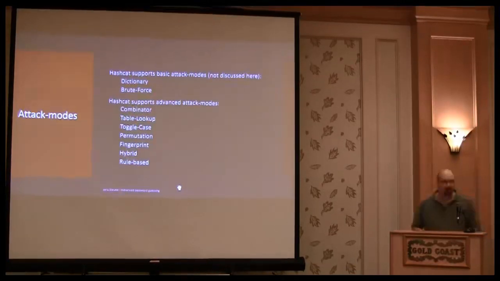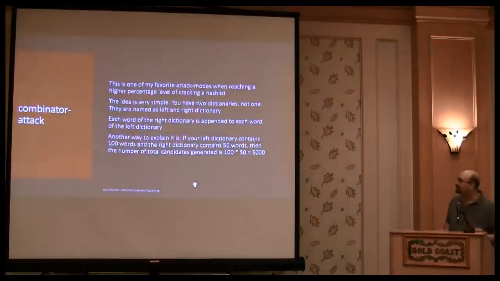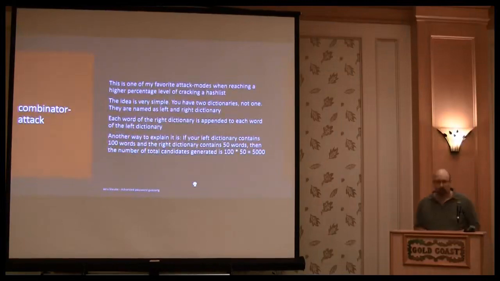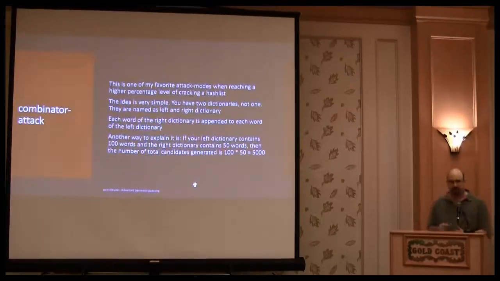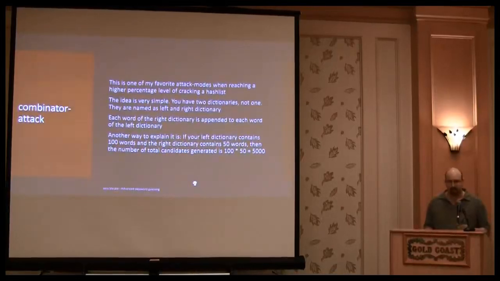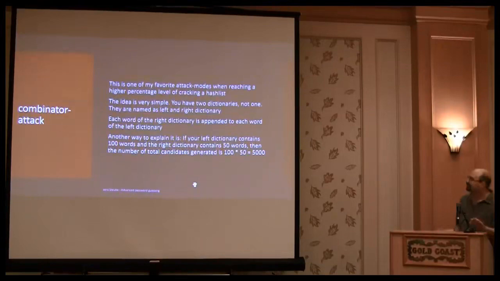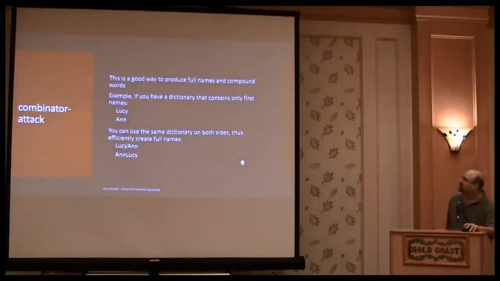Okay, let's go to the attack modes from Hashcat. I will not explain dictionary and brute force, you all know it. I will only talk about advanced attack modes. The combinator attack, for example, one of my favorites, is very simple. You have not one dictionary, you have two dictionaries. The first dictionary is called the left dictionary, and the second is called the right dictionary. Every word from the right dictionary is appended to every word from the left dictionary. So the total number is just a multiplication.